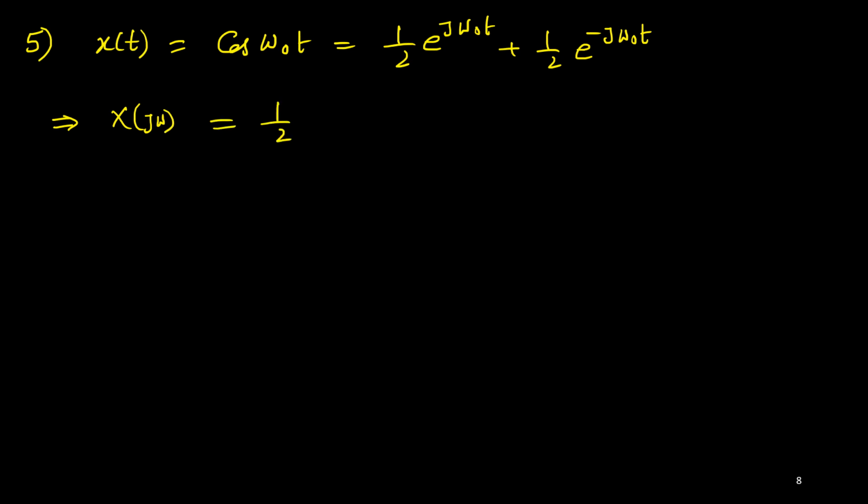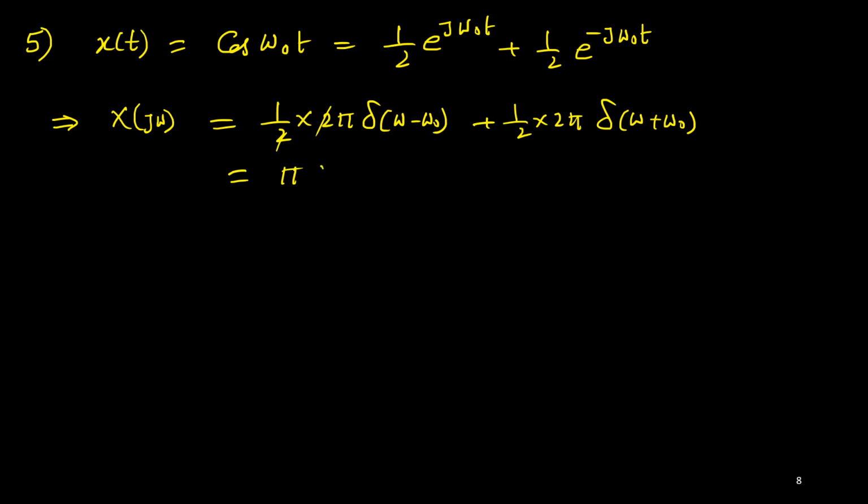Now the Fourier transform of this one you have already seen; it is 2 pi times delta of omega minus omega naught, and this is half again 2 pi times delta of omega plus omega naught. So simply the 2 will cancel out. One is pi times a delta function here, and another component here is pi, with a delta function at omega equal to minus omega naught.